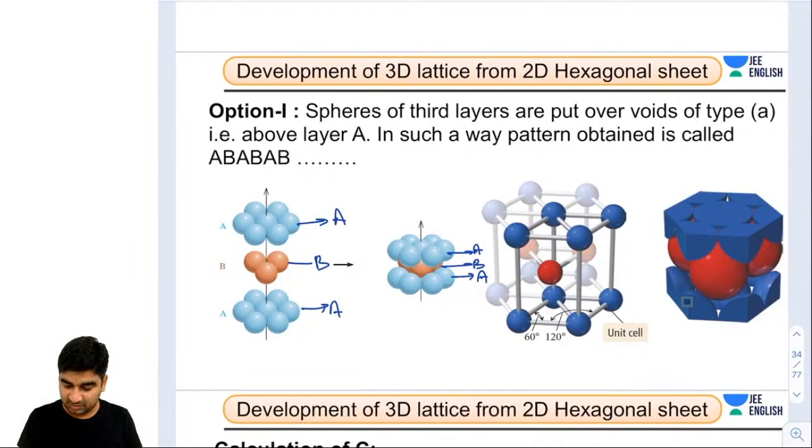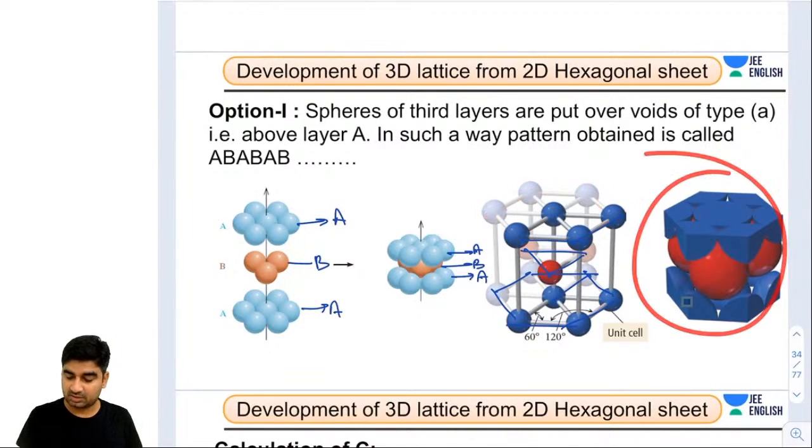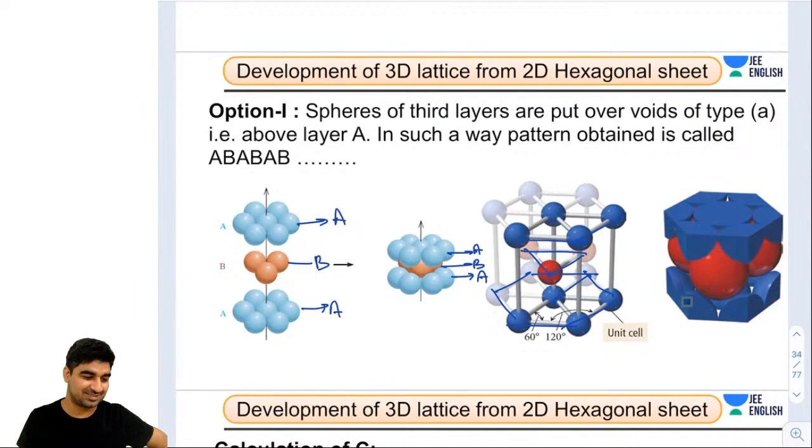Yes, now you can see them. These six are here. And then we have these three. And then again we have six atoms. So this is how it would look like.